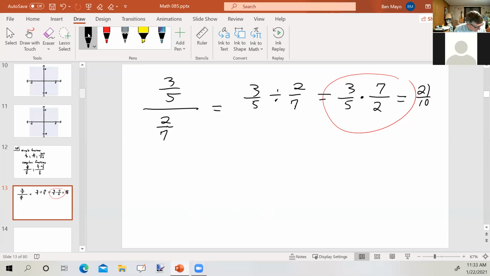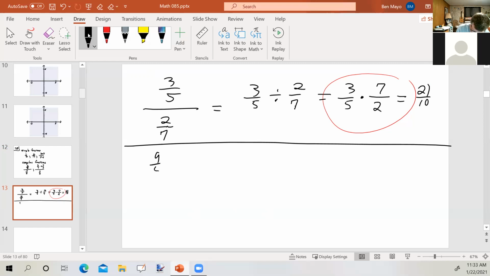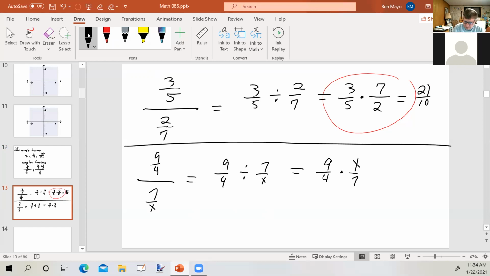Let's take a look at another example of that kind of problem. Let's say we've got 9/4 over 7 over x. That's equal to 9/4 divided by 7 over x, which is equal to 9/4 times x over 7. Now we multiply straight across. We can't do any pre-reducing, so we would get 9x over 28. Any questions about that problem?